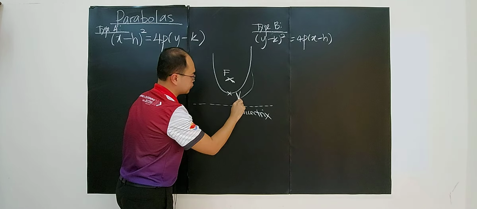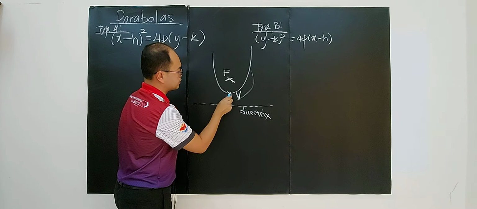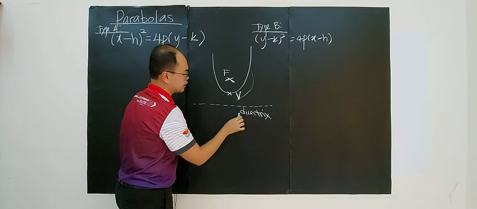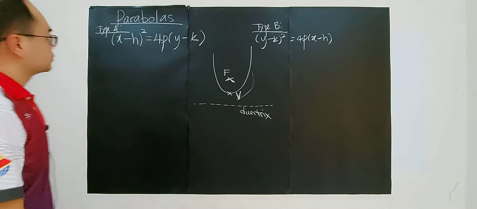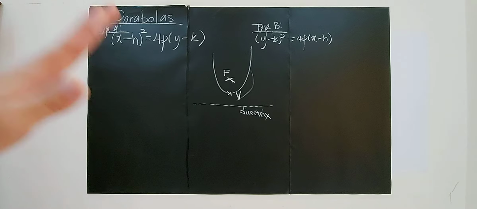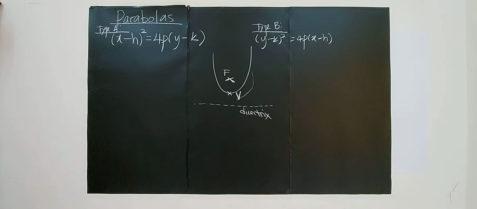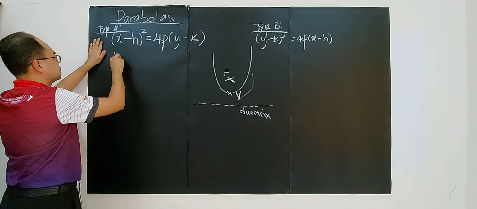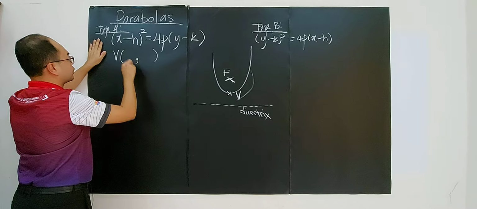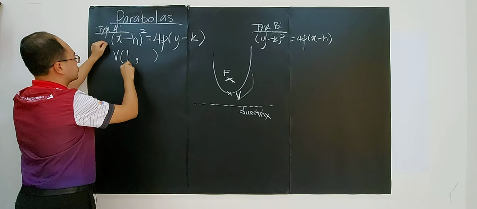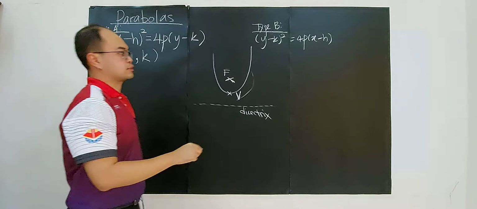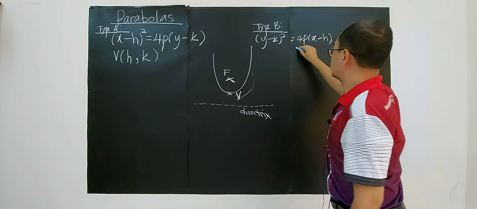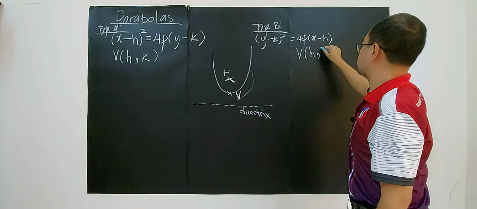Sorry, there is another thing: the vertex. So there is a vertex, the focus, and the directrix. These three things will define a parabola. Let's look at this. There is no center for a parabola. Now, this is a special case. If you want to know the vertex, it's very simple. Just from the equation, x minus h, this will be h, and y minus k, this will be k. Which means the vertex for this case will be (h, k).